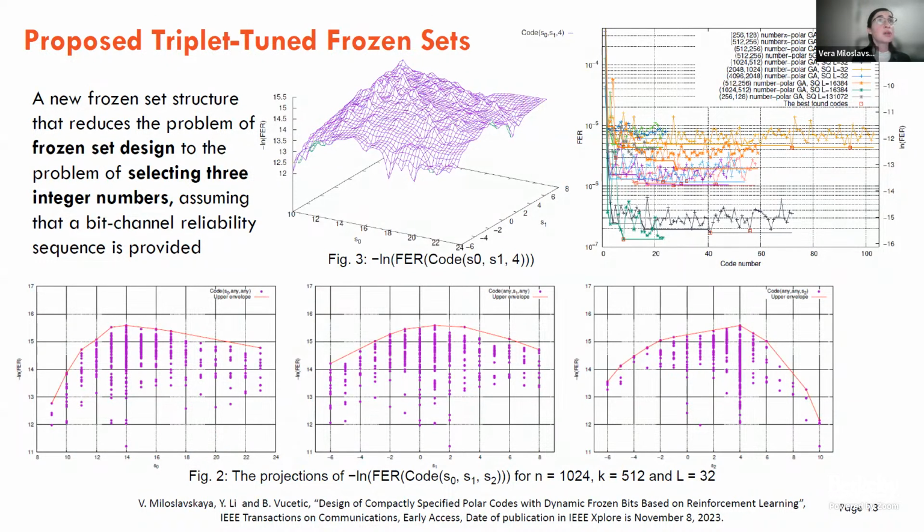What do we propose to do? Actually, we can dramatically reduce the search space size for long codes. So we suggest to parameterize the frozen set by just 3 integers, 3 integer parameters that change within a moderate range.